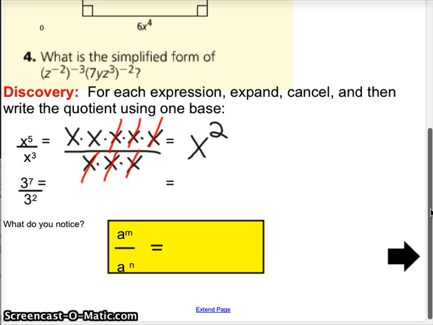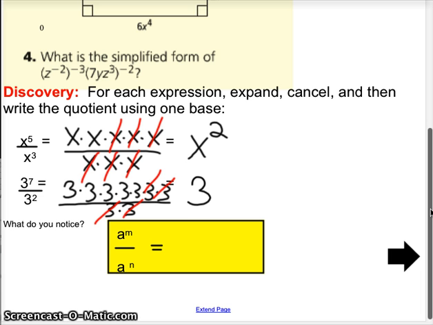For our next example, 3 to the 7 divided by 3 to the 2. Well, same thing, I'm going to write this out. 3 to the 7 is multiplying out 3 7 times. And 3 squared is multiplying 3 twice. So, now I'm going to do what I just did before. I'm going to start canceling things off. I'm going to cancel off those 3's. I'm going to cancel off those 3's. And I'm going to count up what I have left. Well, what I'm counting are 5 3's. So I'm going to call this 3 to the 5th.